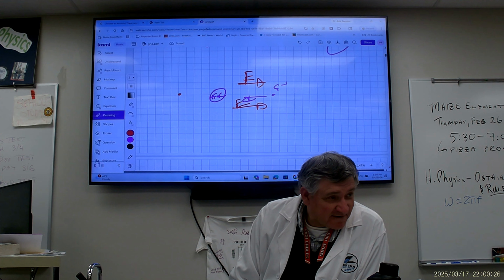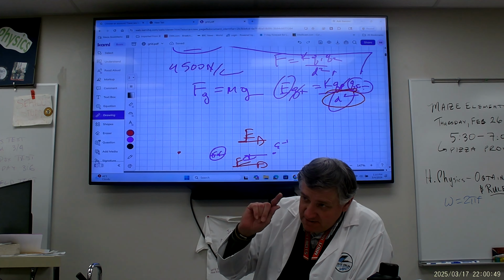Okay. Now, the whole key to 54, okay? The whole key to 54 is that you're going to be talking about the force. And when you're talking about force of charged particles, what happens to the distance? It gets squared.